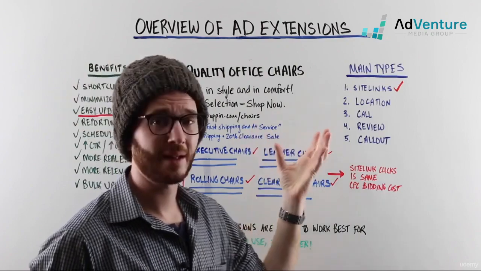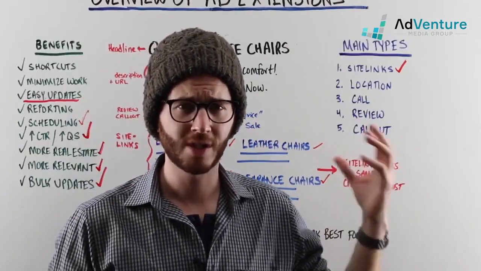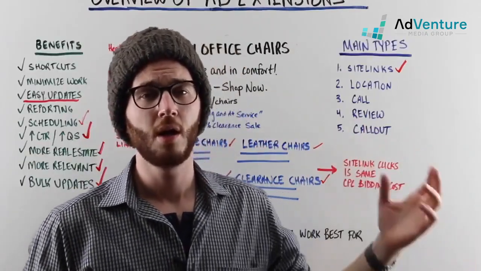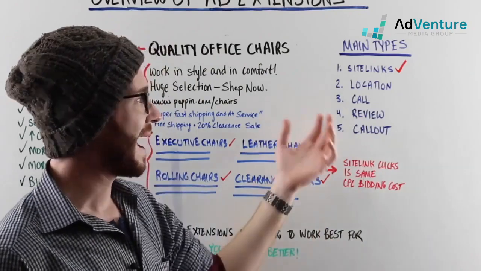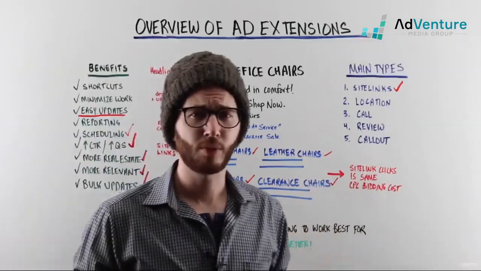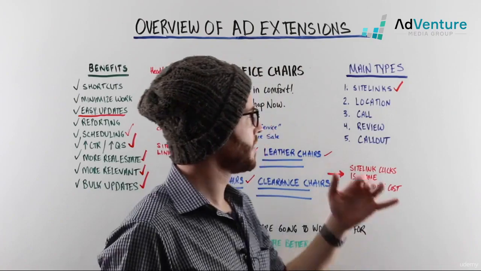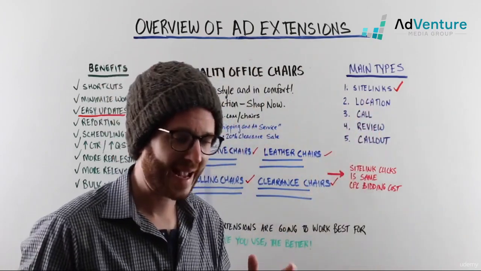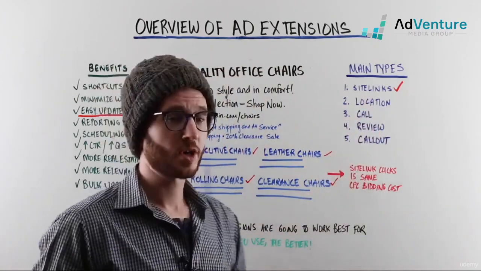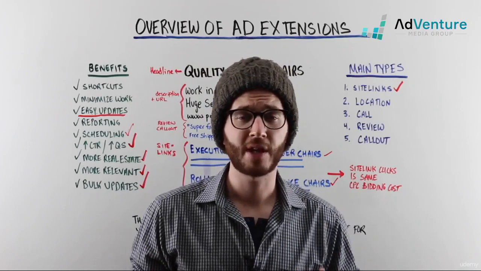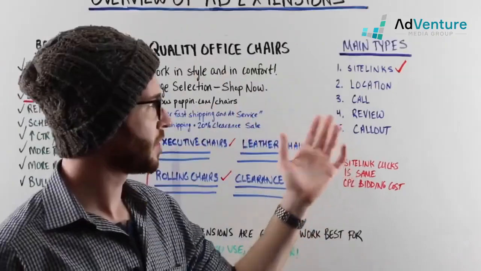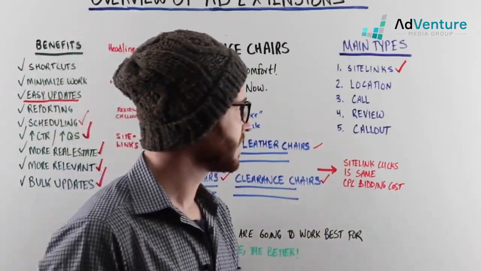If you have campaign level site link extensions, obviously those site link extensions will be eligible to run on all the ads in that campaign. If it's an ad group level site link extension, they will only be eligible to run on the ads within that ad group. So you can get as specific as you want when it comes to creating those site link extensions.